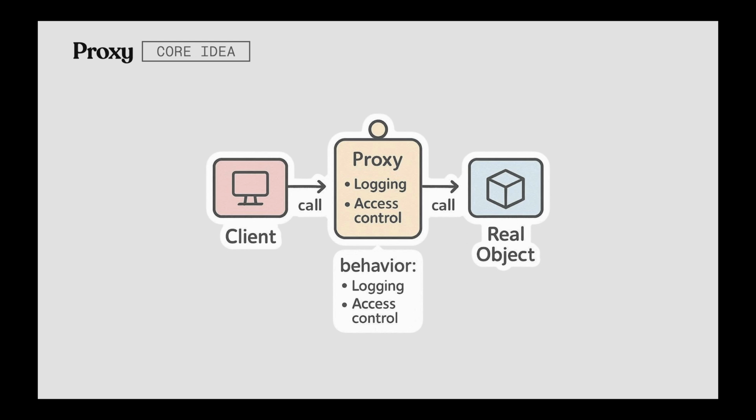There are many real-world use cases for proxies. For example, lazy loading when an object is expensive to create. Access control when we need to check permissions before executing the request. Logging when we want to monitor method calls. Caching when we want to reuse previously computed results. Or even remote proxies in distributed systems. Today we will focus on access control.